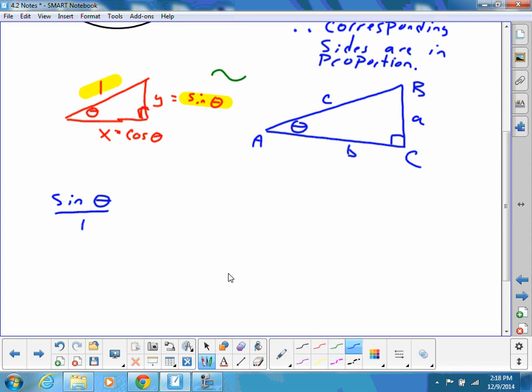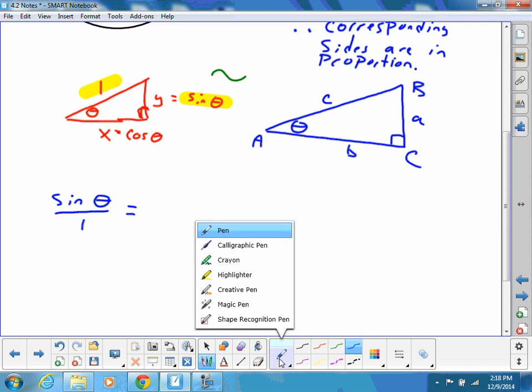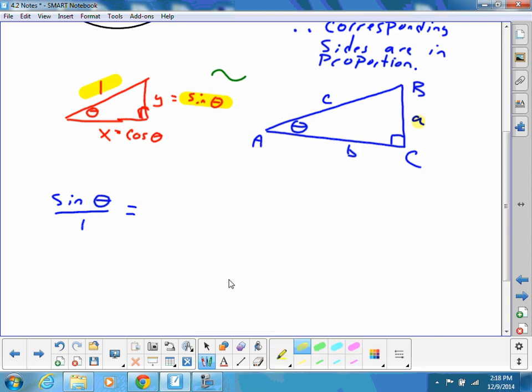To write my proportion, I look at the bigger triangle. Sine theta corresponds to A, so I'm going to write A over, and my 1 corresponds to that C, so that's going to be over C. Now, compared to theta, that side is what I'm going to call the opposite side.